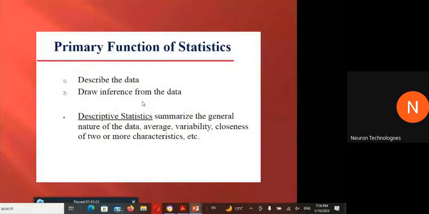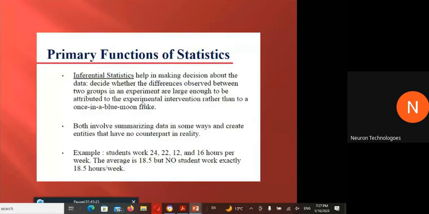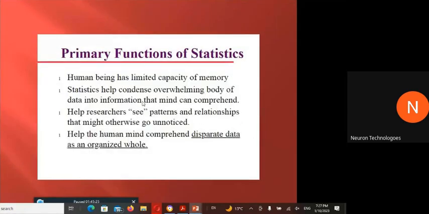The primary functions of statistics are to describe data and to make inferences from the data. Descriptive statistics summarize the general nature of data: average, variability, closeness of two or more characteristics, etc. I'm skipping the rest due to some reason.